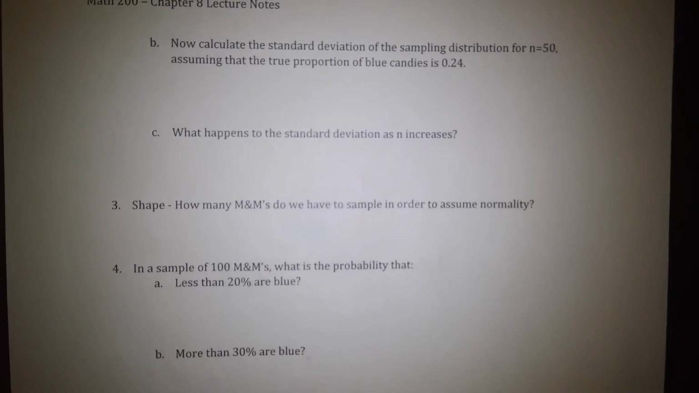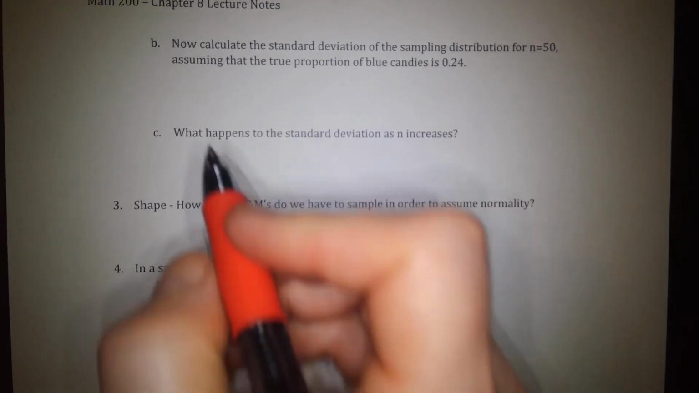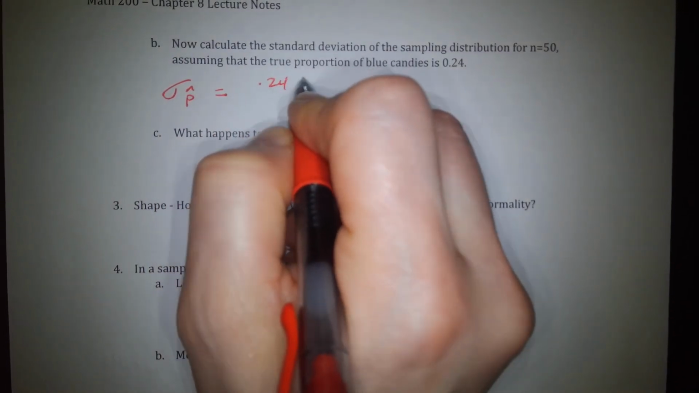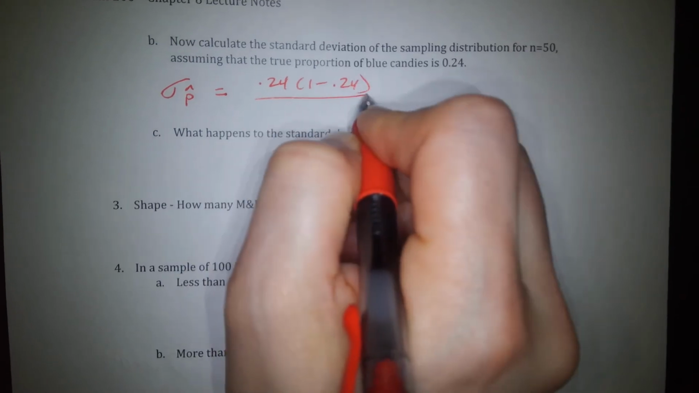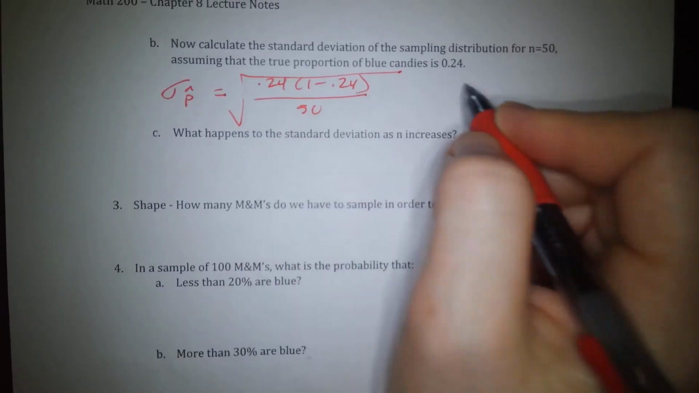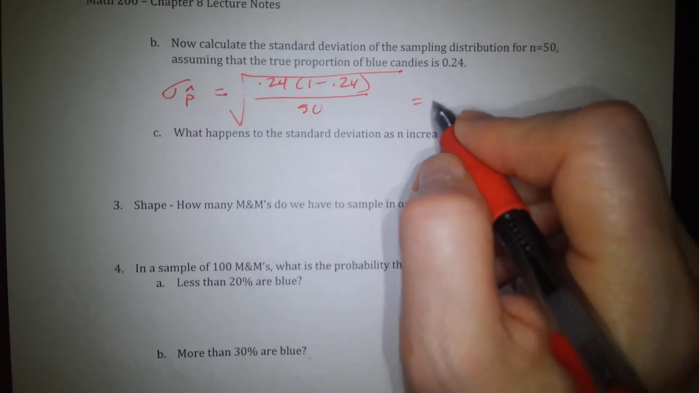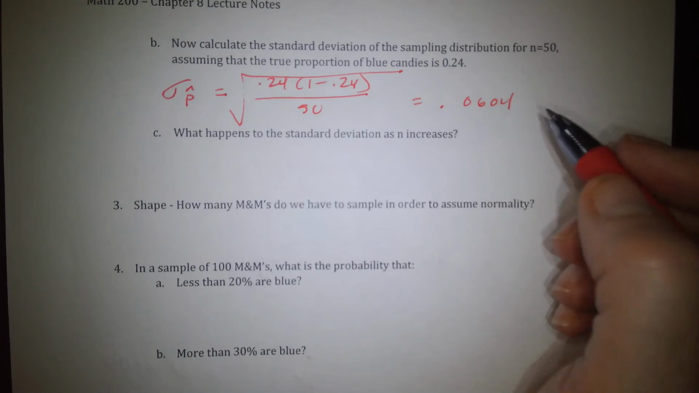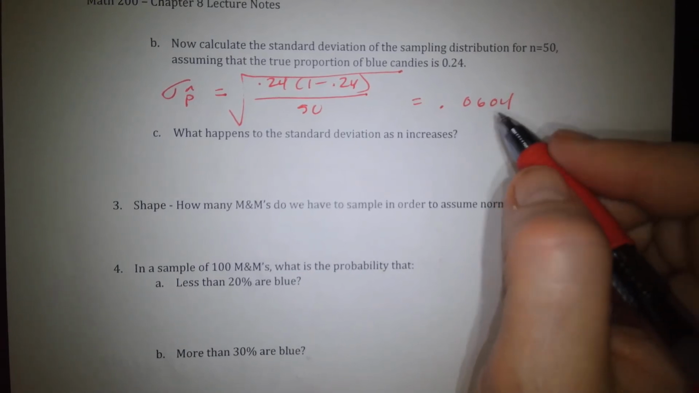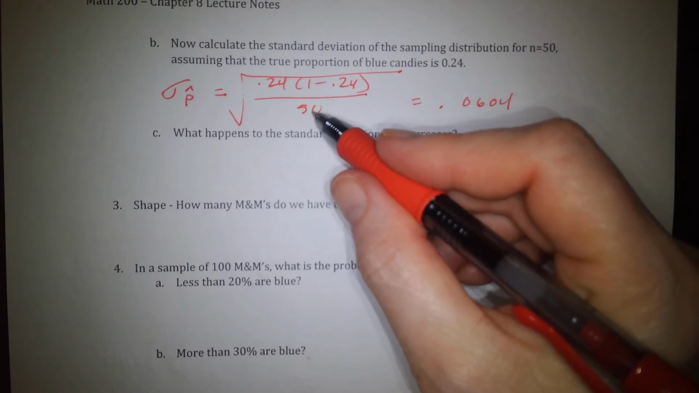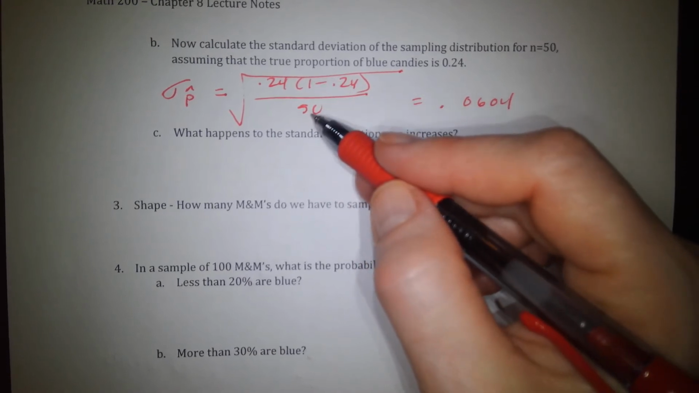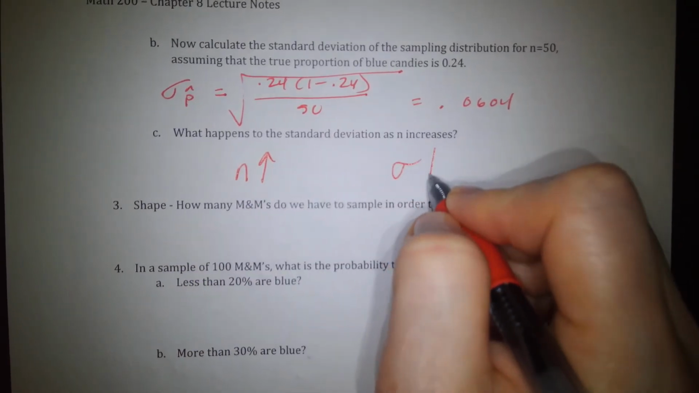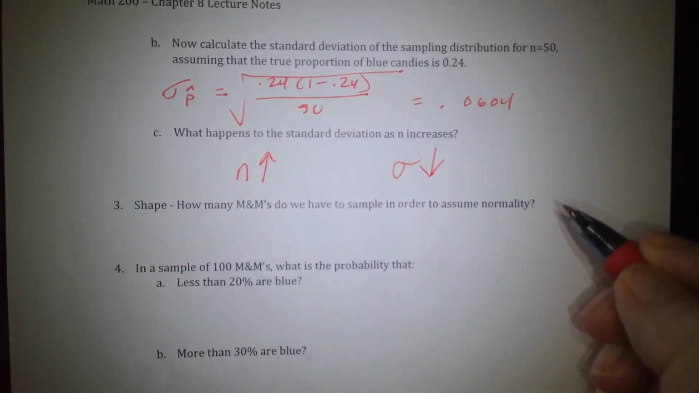Now let's calculate the standard deviation with n as 50. So we're going to do the same thing. We have p times 1 minus p divided by 50, and we take the square root of all of that, and we get a standard deviation that is much smaller, 0.0604. So you can see what's happening to the standard deviation. As n gets bigger and bigger, that means we're dividing by a big number. That means your standard deviation is getting smaller. So as n is increasing, your standard deviation, in fact, should be getting smaller.